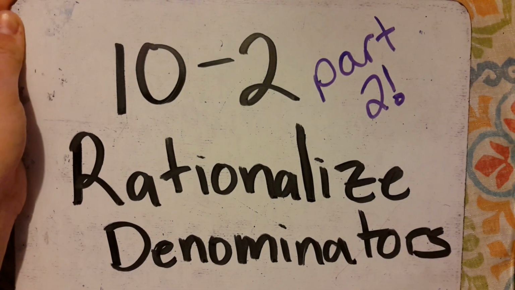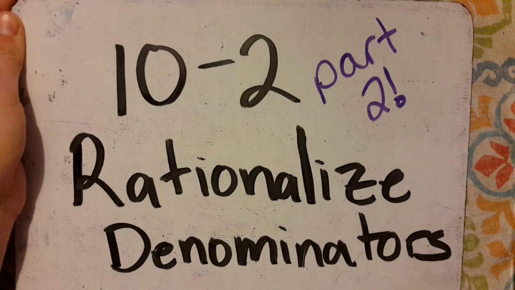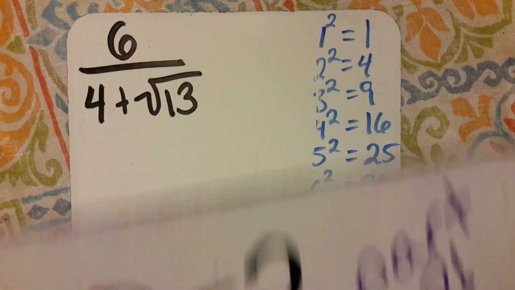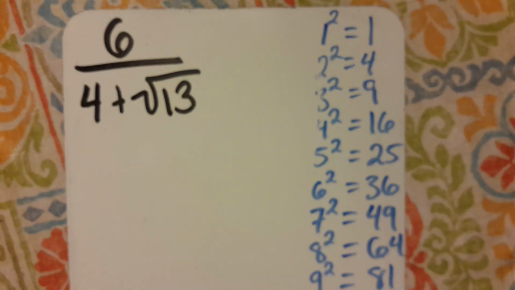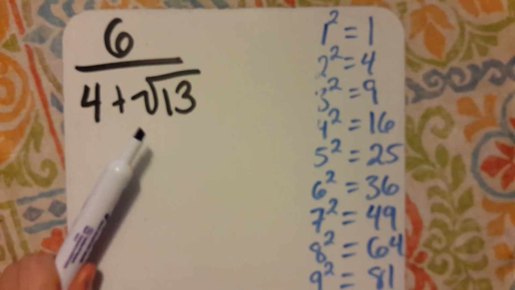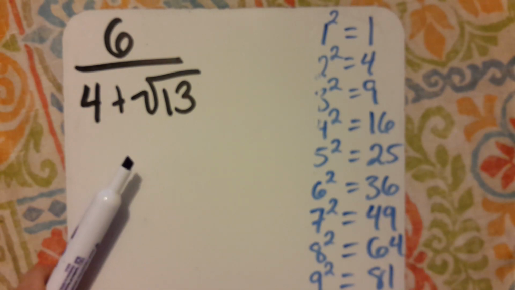All right, 10-2 part 2. Today we get to rationalize denominators. So basically when it comes to these fractions, we really don't like it when you have a radical sign in the bottom. That's like a big no-no.